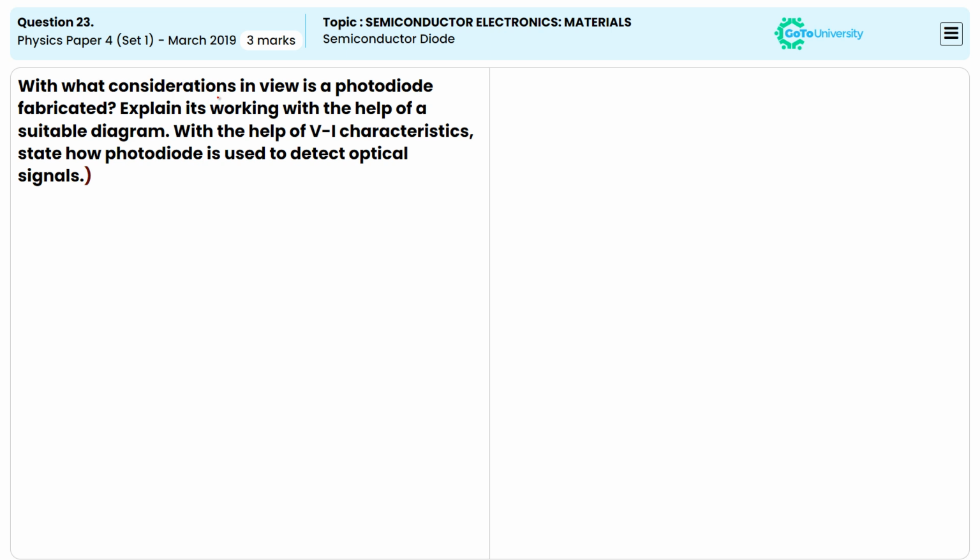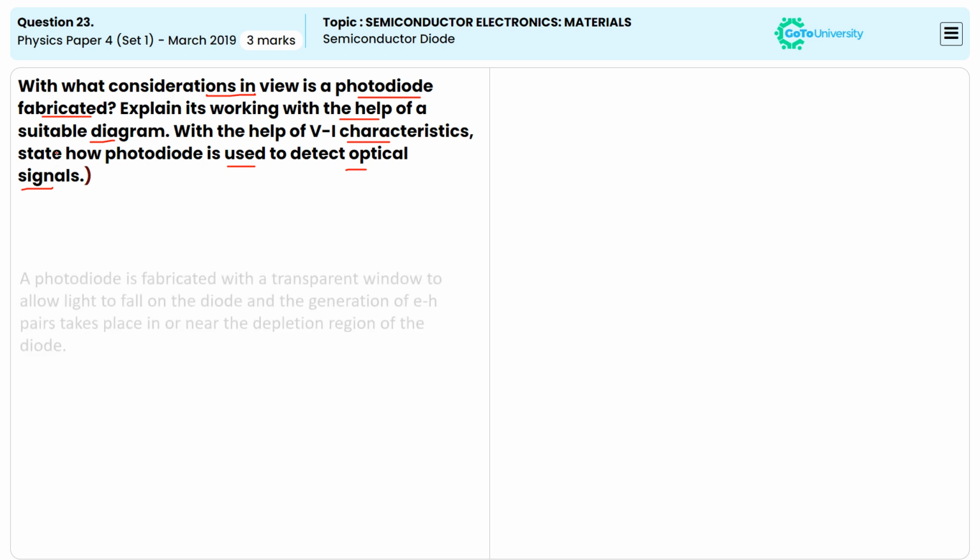With what considerations in view is a photodiode fabricated? Explain its working with the help of a suitable diagram. With the help of VI characteristics, state how a photodiode is used to detect optical signals.